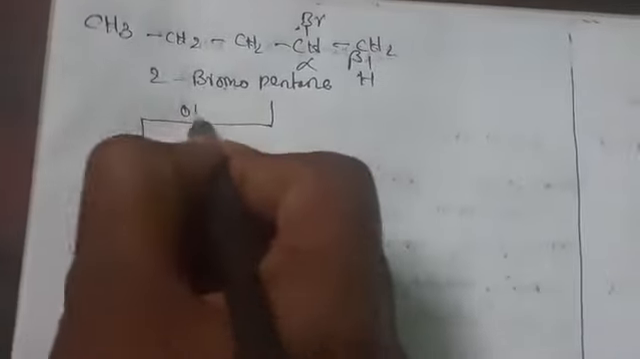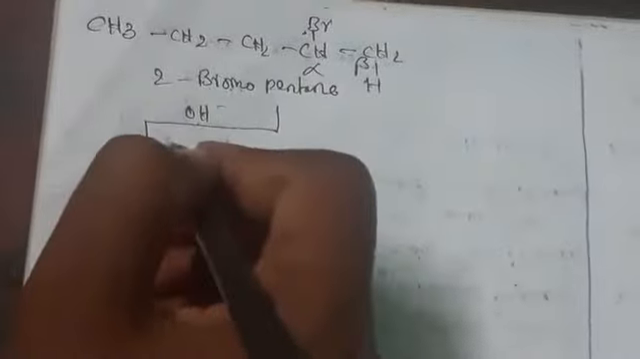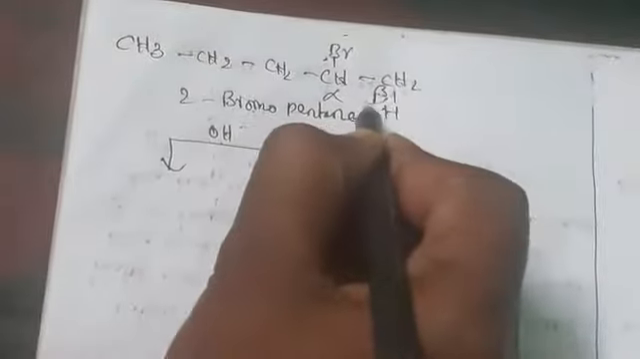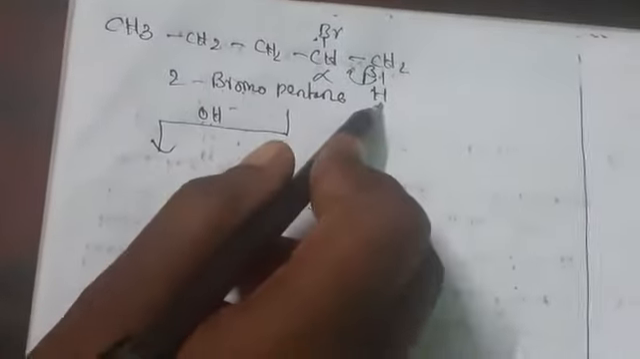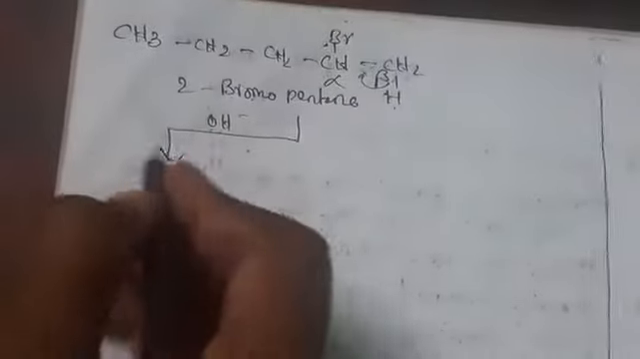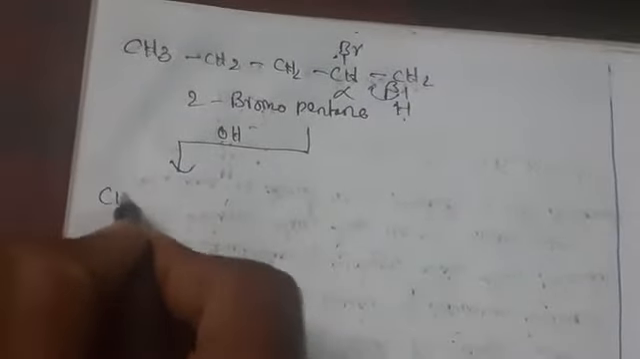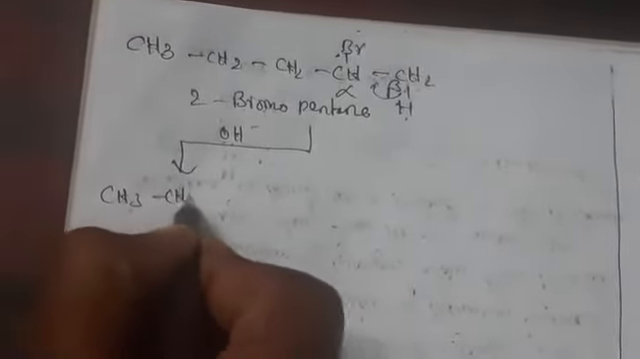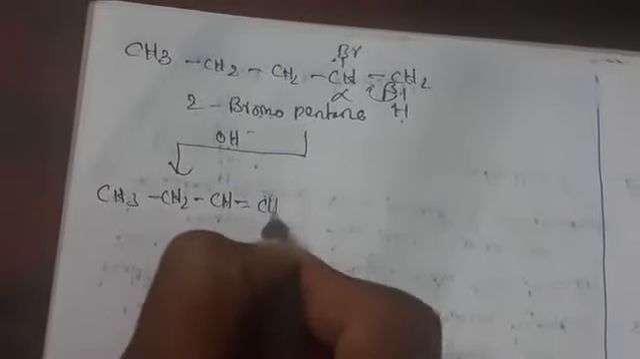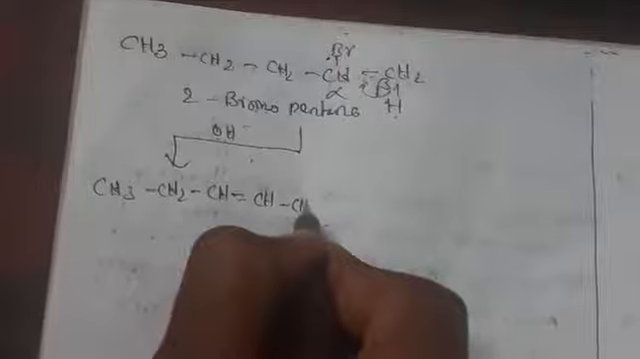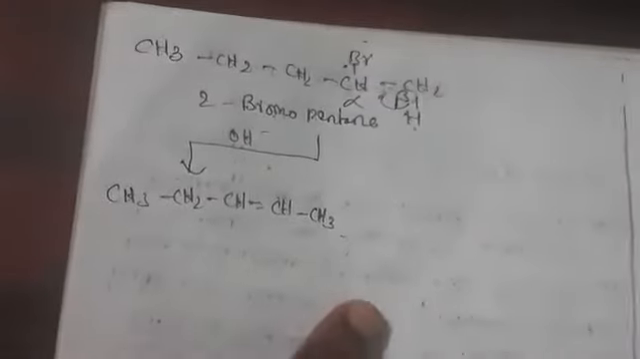Now I am adding OH minus. What happens here? The hydrogen forms a double bond, and H2O and Br minus are lost. So what we get is CH3, CH2, CH, double bond, CH, CH3. This is one product we are getting.